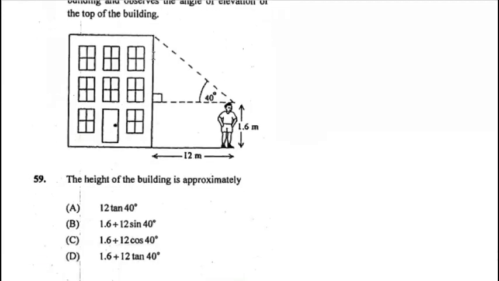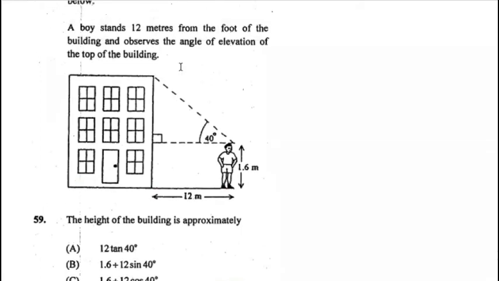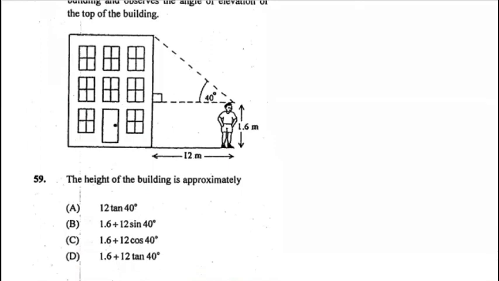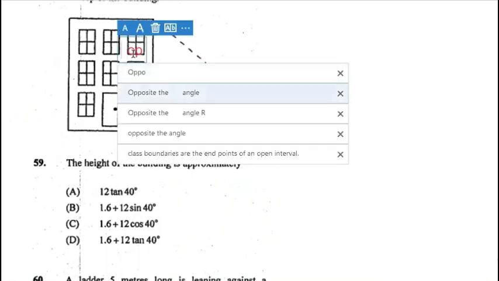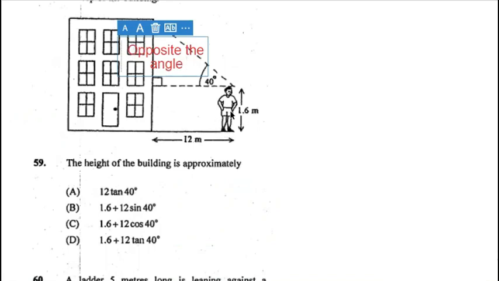So 59, the height of the building is approximately. A boy stands 12 meters from the foot of the building and observes the angle of elevation at the top of the building. This was worked in detail on the 2009 paper, and the link is in the description below. But remember, we're looking for the height, and this is the angle of elevation, which is 40 degrees.